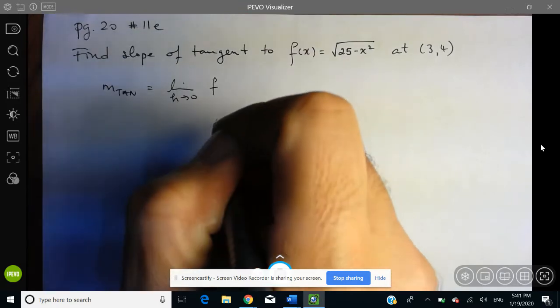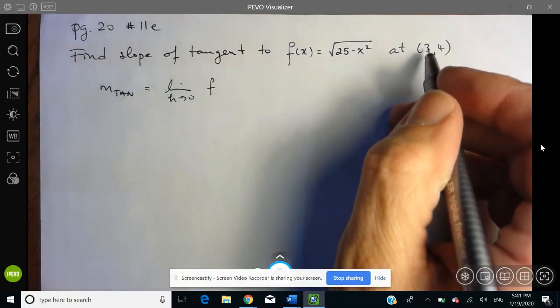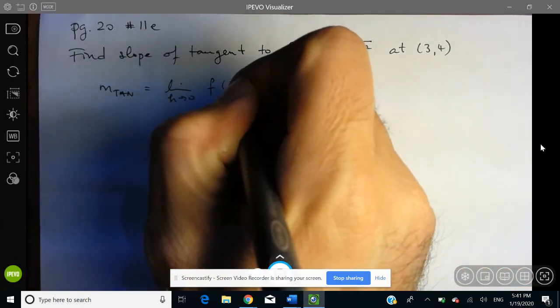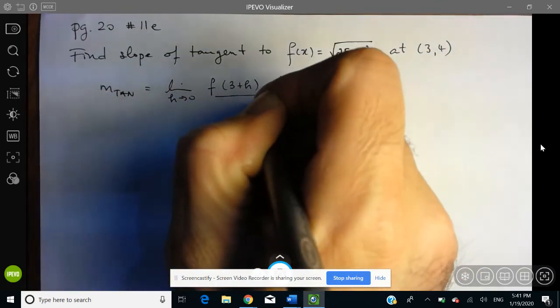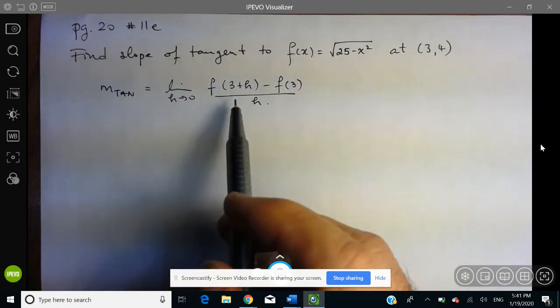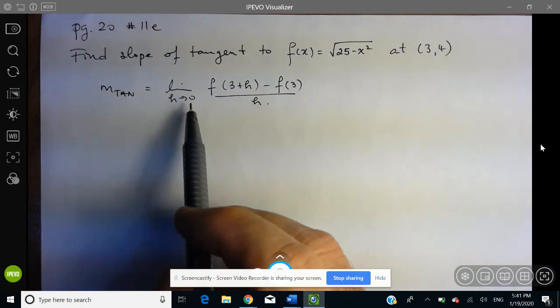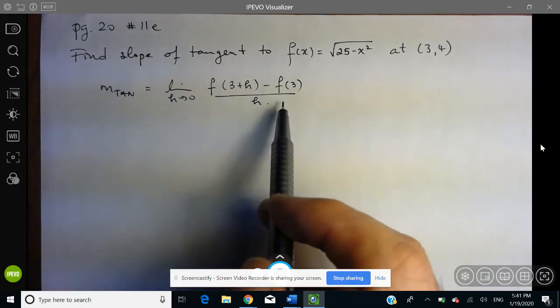So that's f at a plus h. In this case, our a value is 3. That's the x value at which we want to find the rate of change. So it's going to be f at 3 plus h minus f at 3, all over h. Recall that the idea here is we want to see what this expression is going to approach as h approaches 0. And the way we do that is by keeping h variable and trying to reduce the expression.